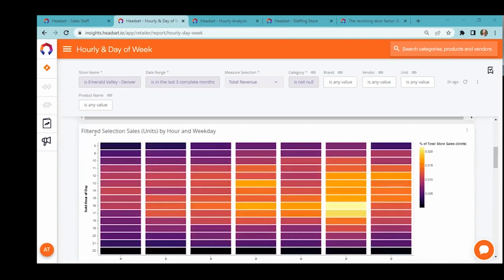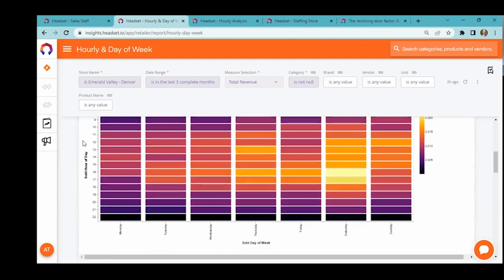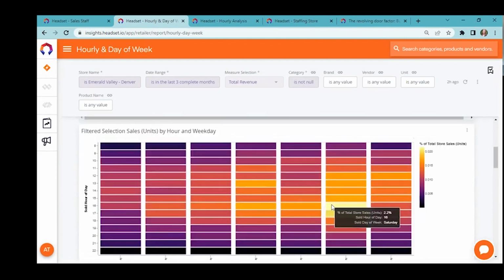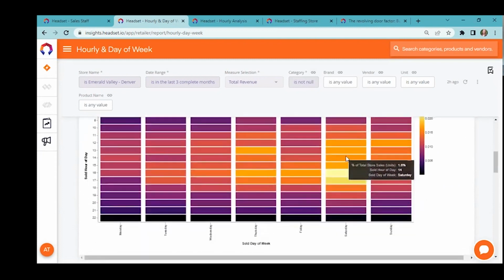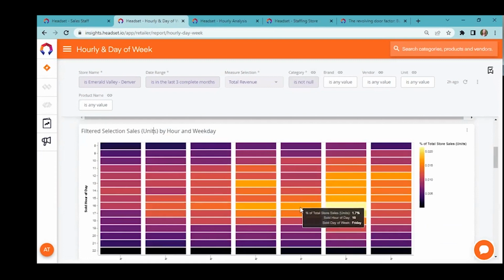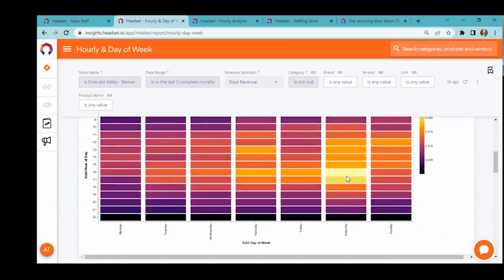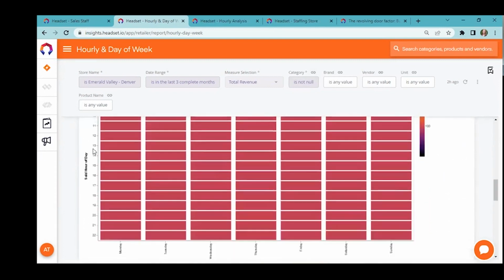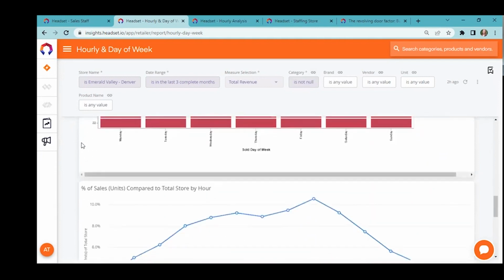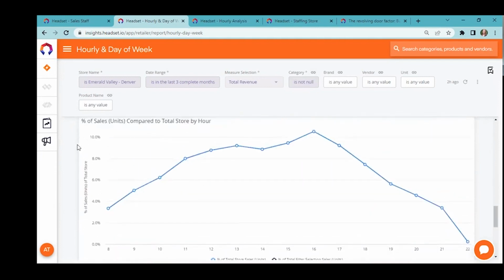And then down here is going to be what your filtered selection is. This would be your category filter, brand filter, what have you. Same concept, so just hover over it and see what that looks like for each hour of the day. Not going to look at index of hourly sales too much, but then we have some line graphs down here at the bottom.